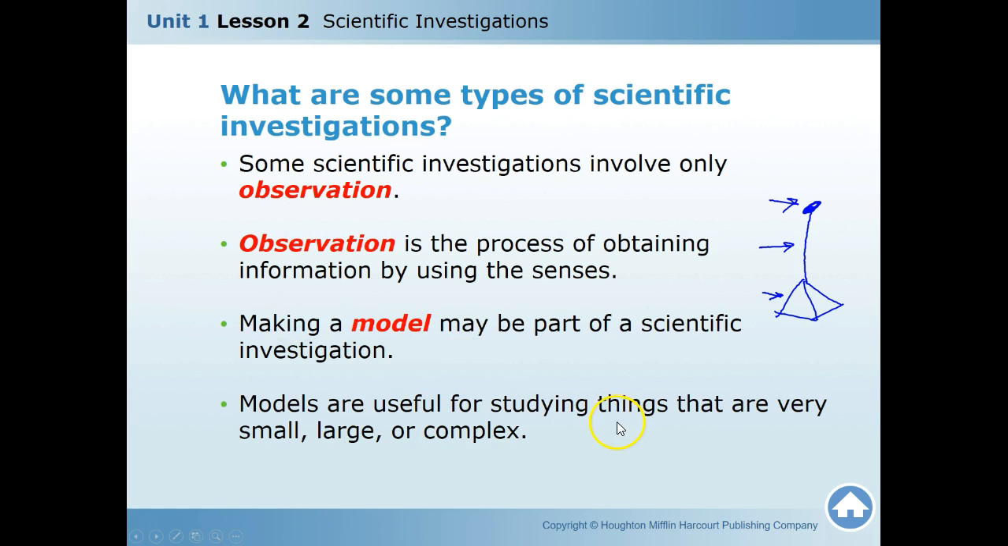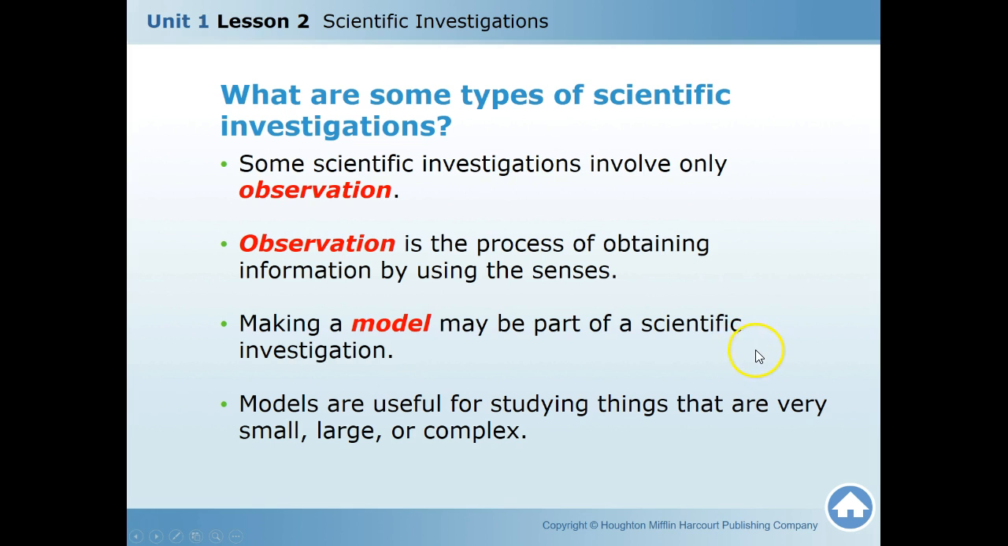Models are really useful, and they help us study things that are very small or very large or very complex. So this would have been a very large structure if you built it in real life, so we used a model. And then if you think of DNA, remember DNA kind of winds around itself, and DNA is really small. So in order to see it, we actually make models of DNA, and we can draw those pretty easily too, just by drawing that double helix.